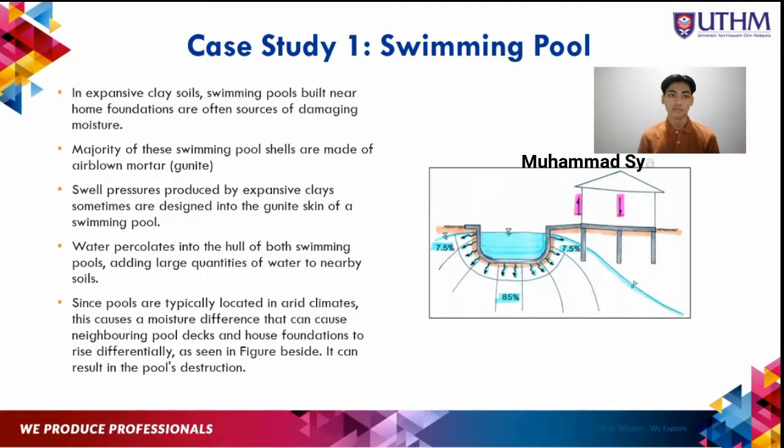Case study 1, swimming pool. In expansive clay soil, swimming pools built near home foundations are often sources of damaging moisture. The majority of these swimming pool shells are made of air-blown mortar. Swell pressures produced by expansive clay sometimes are designed into the shell of a swimming pool. Water percolates through the shell of both swimming pools, adding large quantities of water to nearby soils. Since pools are typically located in arid climates, this causes a moisture difference that can cause neighboring pool decks and house foundations to rise differentially, as seen in the figure. It can result in the pool's destruction.